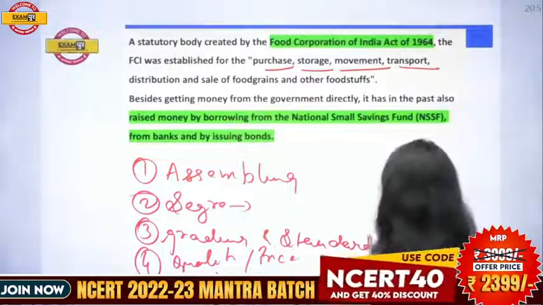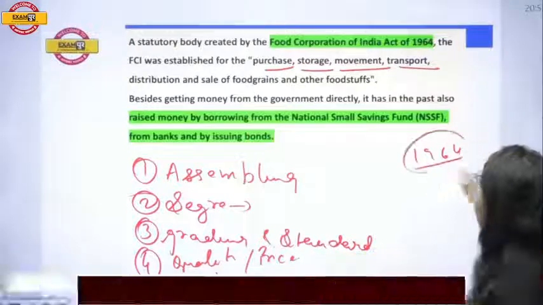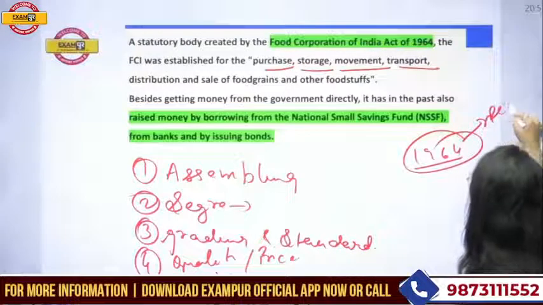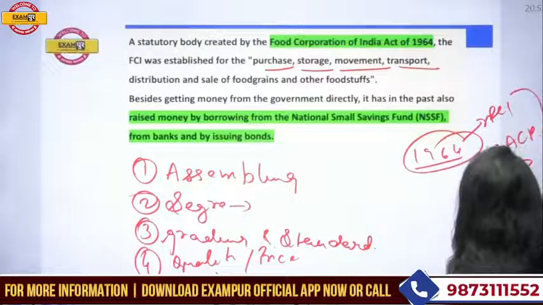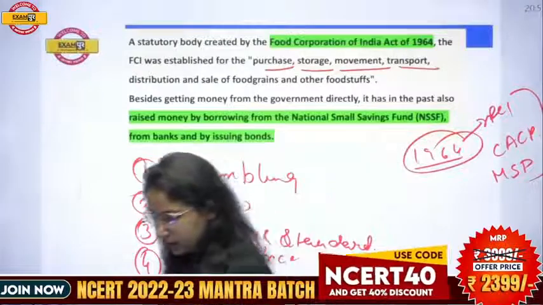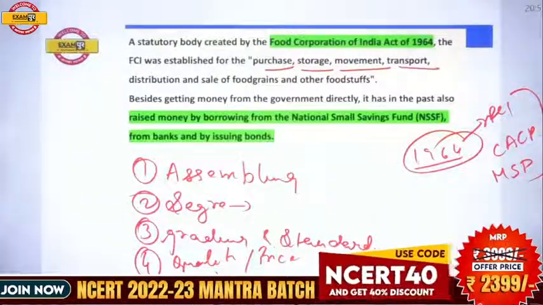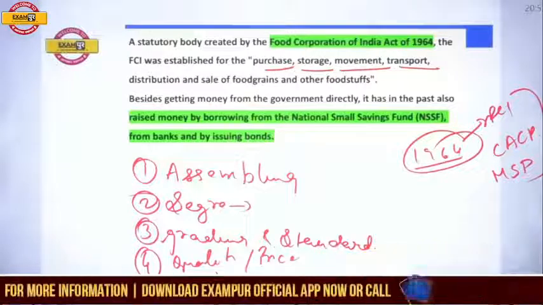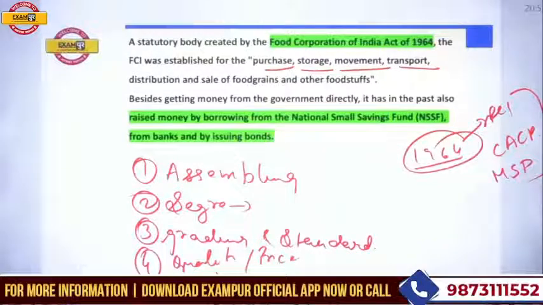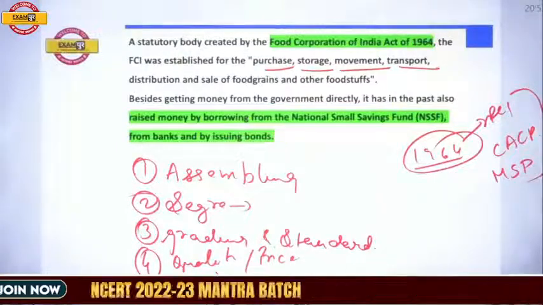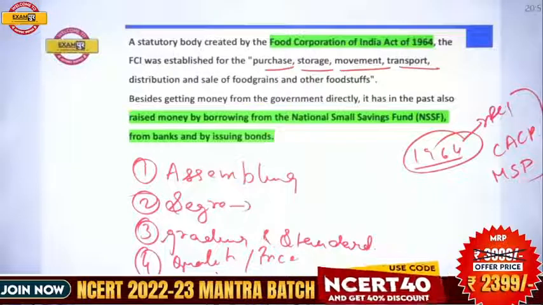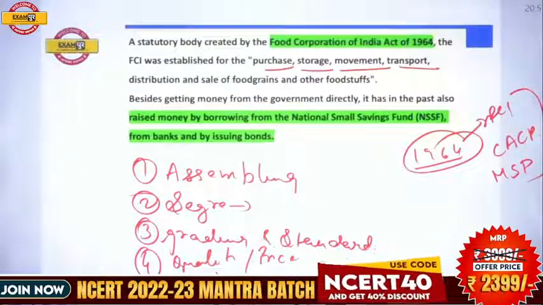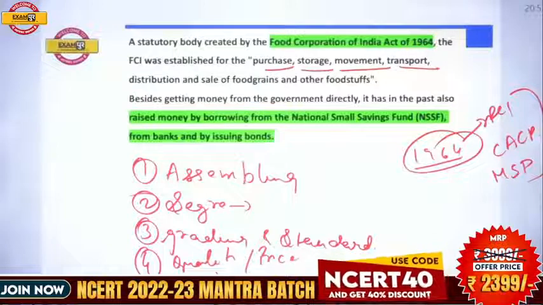FCI came into the picture under the 1960 Act, because FCI, CACP, MSP came into the picture approximately one after the other. Besides getting money from the government directly, it has in the past also raised money by borrowing from the small saving fund, from the banks and by issuing bonds.